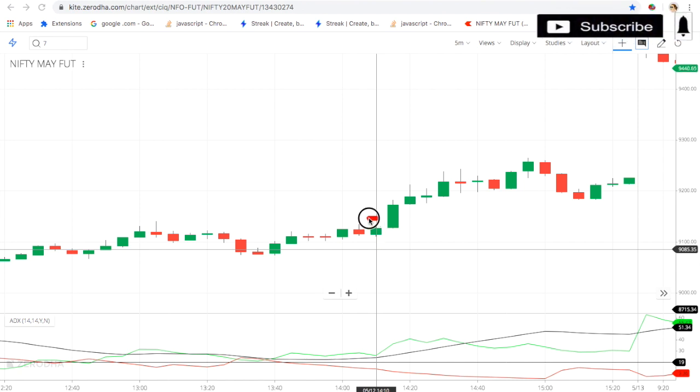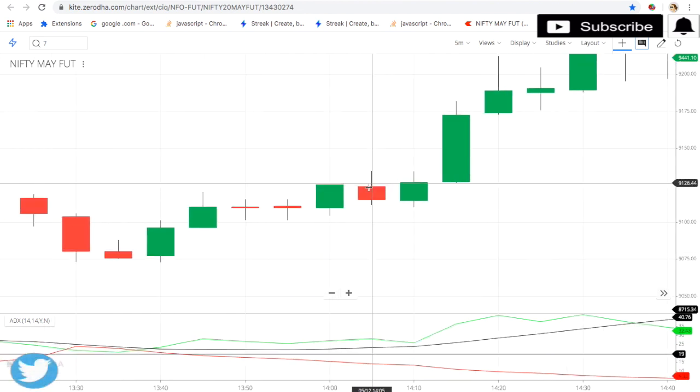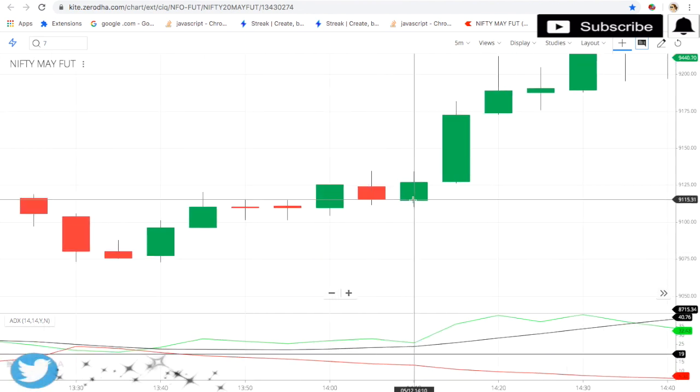See here we have an engulfing pattern. The last candle is red and the next is a green candle that engulfs the red candle. If you don't know what an engulfing pattern is, just watch my video on the engulfing pattern. The link is given below in the description box.